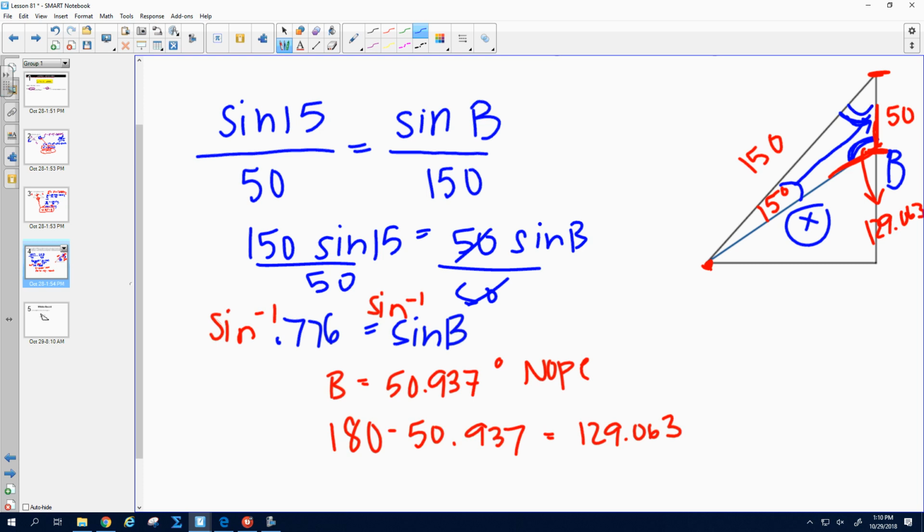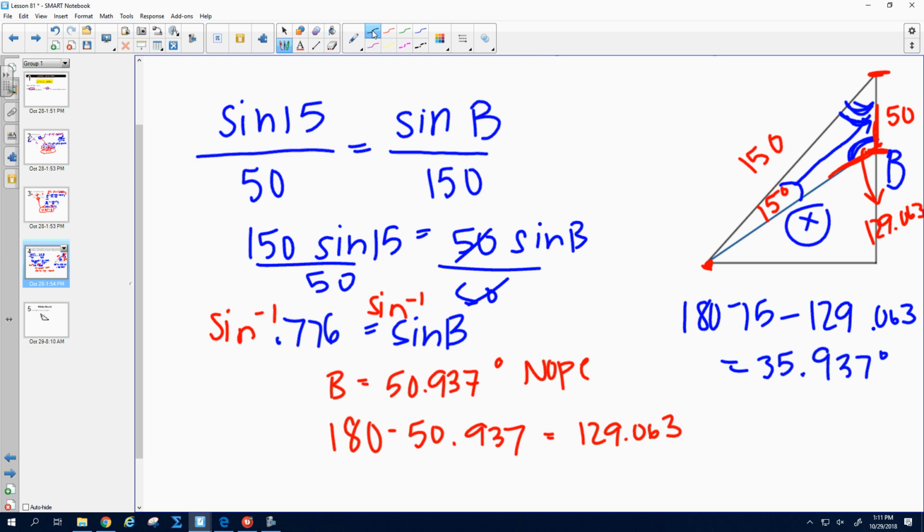Now I can find this angle up top right here because of triangle sum. So 180 minus the 15 that we know minus the obtuse angle that we just found gives me the angle up top, which is 35.937. So we got lots of extra math on this one. Now we can finally solve. So I had to find both angles before I could find the missing side.